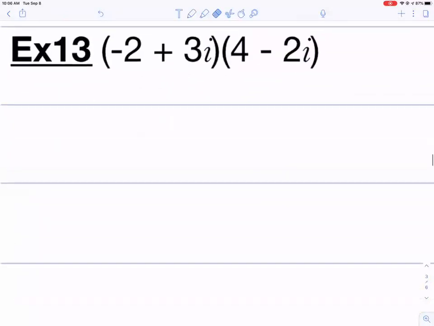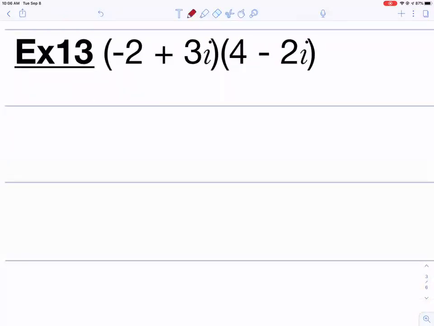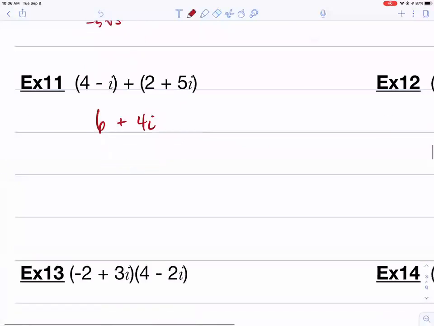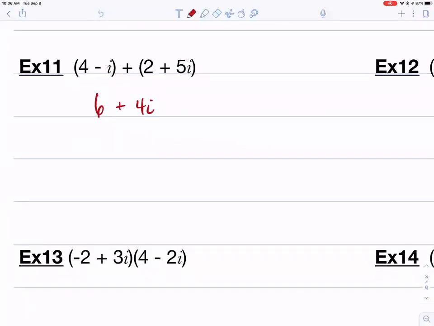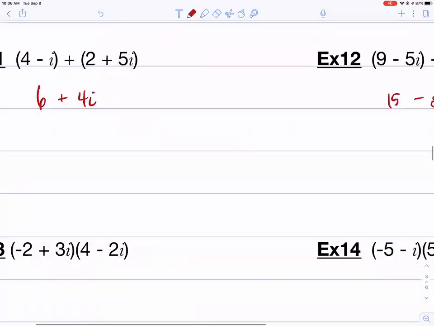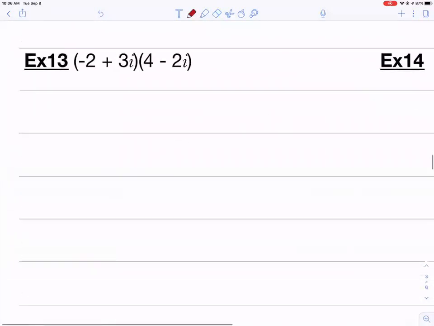Okay, number 13. Real quick, what was my operation back on number 11? Addition. What was my operation on number 12? Subtraction. What is my operation on number 13? Multiplication. What do we use when we're multiplying two binomials? FOIL, which is distribution, but we're using foiling.